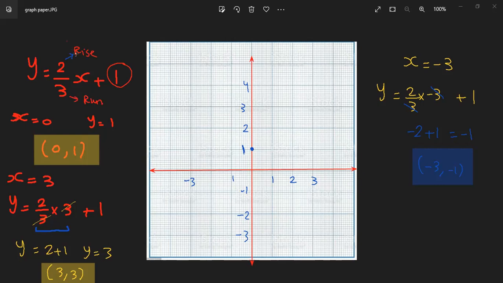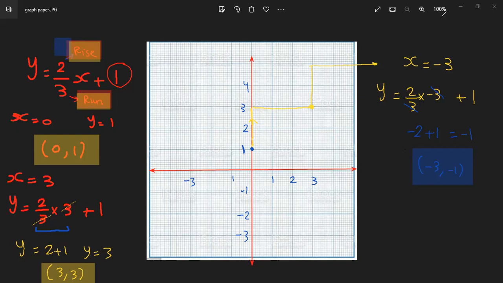Again, 2 is the rise and 3 is the run. So from this point, 1, you will rise 2 and run 3, and put a point. Then rise 2 and run 3 again, and you will put a point here.